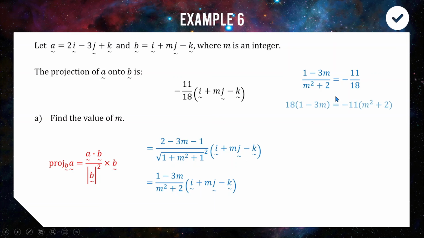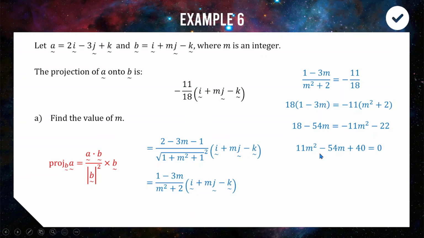Okay, now we have a cool little equation to solve. So I'm going to multiply the 18 across the left and multiply the m squared plus 2 across to the right. Now expanding everything out, we get 18 minus 54m on the left, and we get negative 11m squared minus 22 on the right. I can see this is a quadratic equation, so I'm just going to chuck everything over onto the left-hand side, and we end up with 11m squared minus 54m plus 40 equals 0.